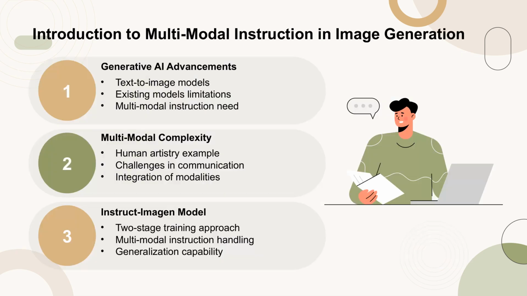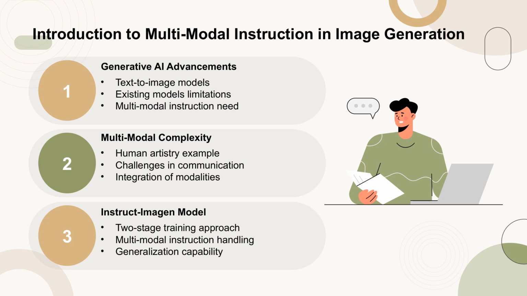The introduction of generative artificial intelligence, particularly in text-to-image models, has led to significant advancements. However, existing models like Stable Diffusion and DreamBooth have limitations in handling complex, multimodal instructions. This gap highlights the need for models that can effectively process and generate images based on such instructions.